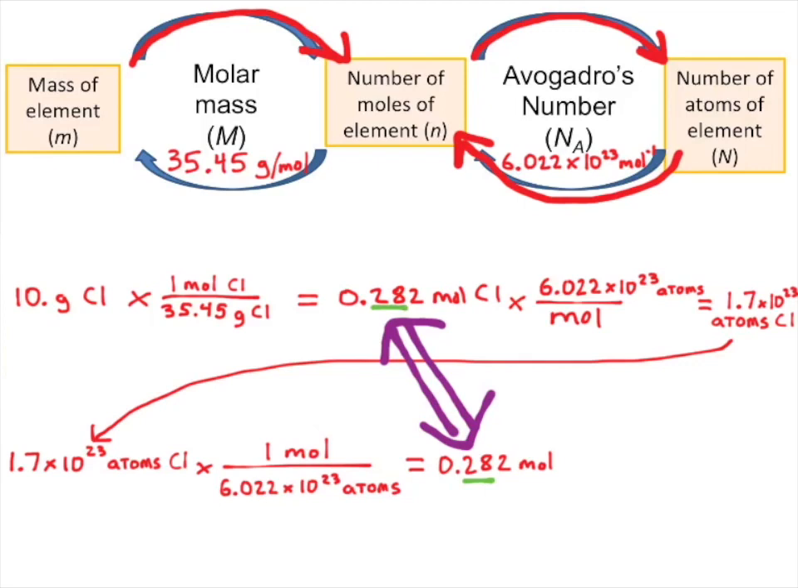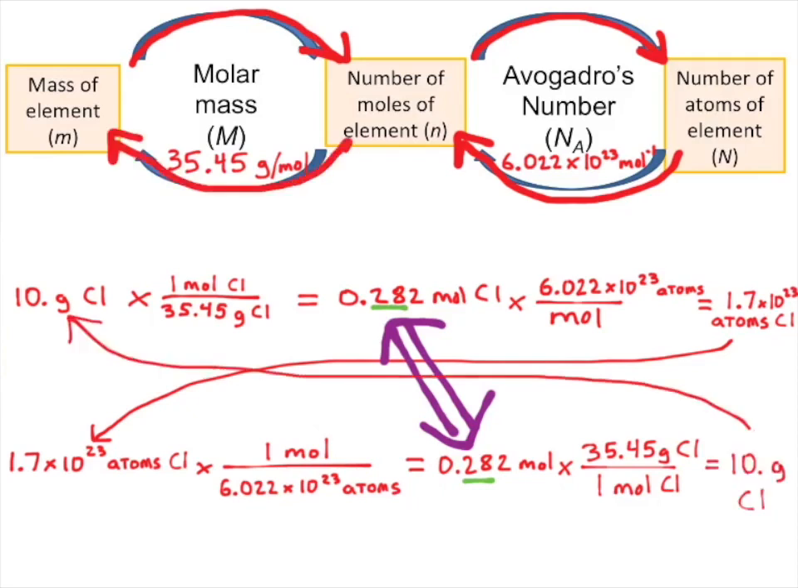Okay, now let's finish this off, figure out what the mass of 0.282 moles of chlorine is. And you'll use the molar mass for this. Now you need to arrange it so that the grams are on the top. And then that's equal to 10 grams of chlorine. Now we've done the last step on the conceptual diagram, and we're right back where we started, at 10 grams of chlorine.